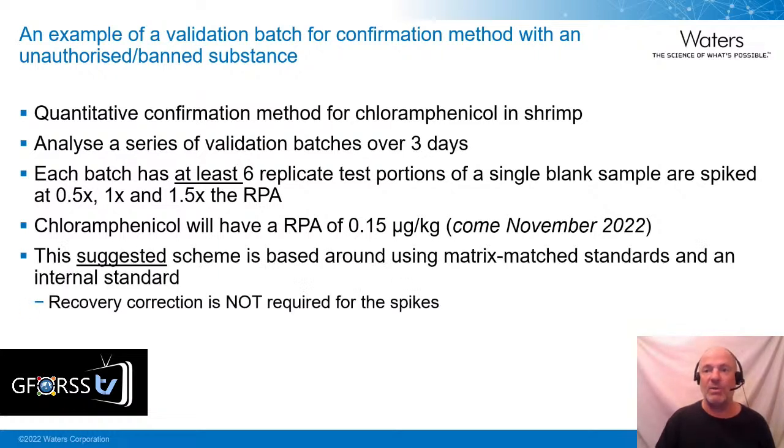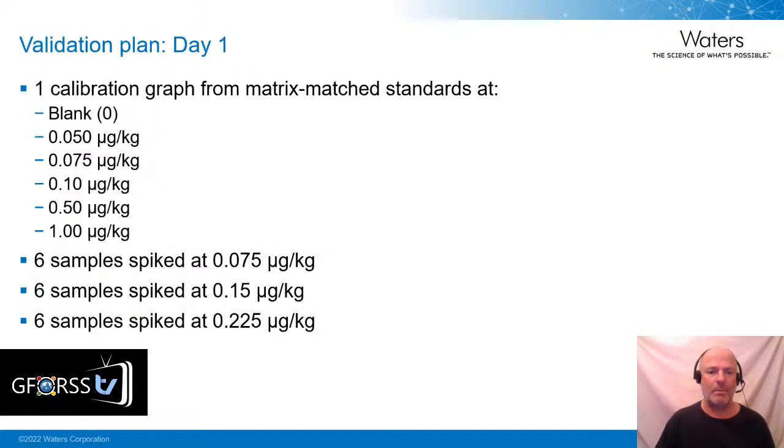This suggested scheme is based around using matrix match standards, but also an internal standard, so recovery correction is not required for the spikes. So validation, day 1, set up calibration standards in matrix with internal standards to cover the range that we need to quantify. And then 6 samples spiked at 0.075, 6 at 0.15, and 6 at 0.225 micrograms per kilogram. So on day 2, we repeat the experiments and then we analyze the samples.